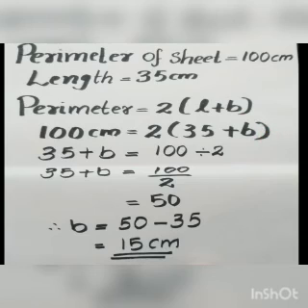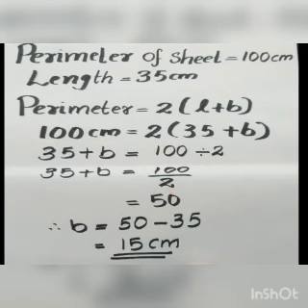Now you have to solve for this B. This is a simple equation with brackets. How will you solve? First, remove the bracket. Taking the 2 to the other side, I write 35 plus B the same. When the 2, which is multiplication, goes to the other side, it becomes division. So 100 divided by 2. What is 100 divided by 2? 50. So you got 35 plus B is equal to 50.